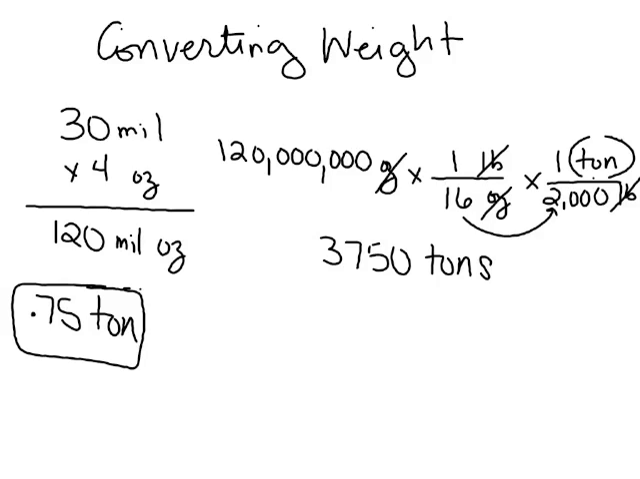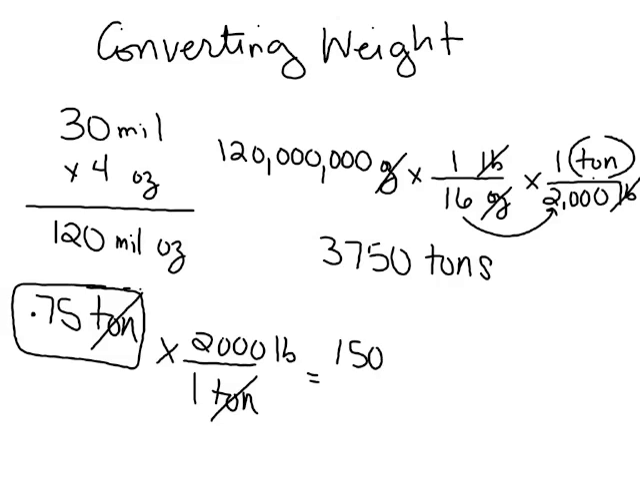Say if you bought a Chevy, it can handle 1 ton. So what's the conversion between tons and pounds? 1 ton equals 2,000 pounds. Ton crosses off and you just times 0.75 by 2,000. So how many pounds of bricks? 1,500 pounds. My truck can hold 1,500 pounds of bricks.